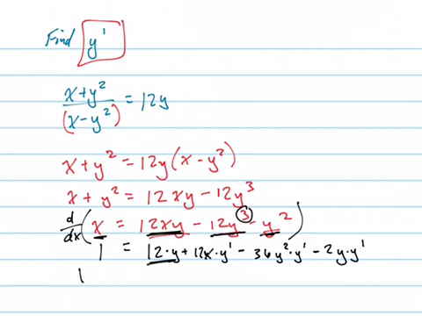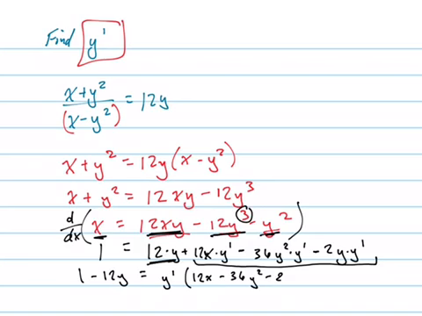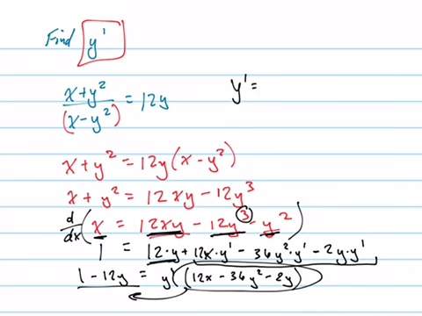So I'm going to move that over to the left. 1 minus 12y equals, and then at the same time I'm going to factor out a y prime, the derivative of y, from all of that, and I'll have 12x minus 36y squared minus 2y. Okay. Got it? And then now the answer is just divide this side by this thing. So I'll write that up there. y prime, the derivative of y, equals 1 minus 12y all over 12x minus 36y squared minus 2y.